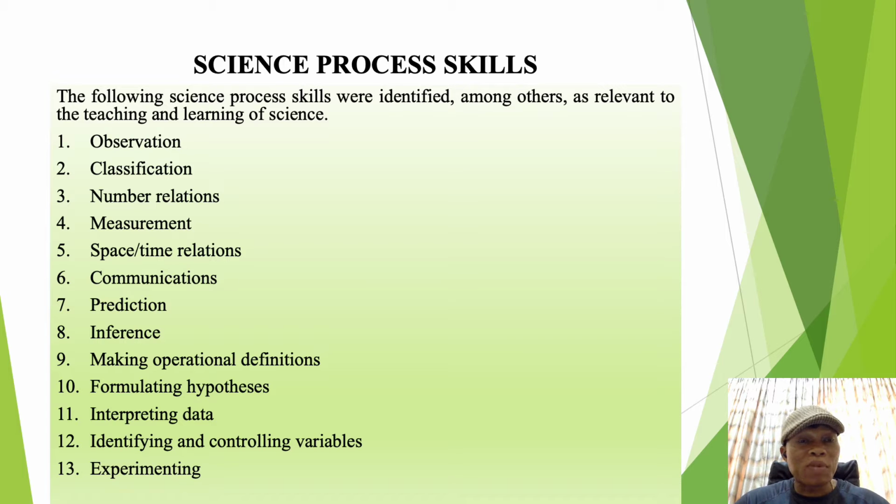The following science process skills were identified, among others, as relevant to the teaching and learning of science. The first one is observation. As the name implies, this skill involves you as science students noting the properties of objects and situations using the five senses of seeing, hearing, tasting, smelling, and touching.